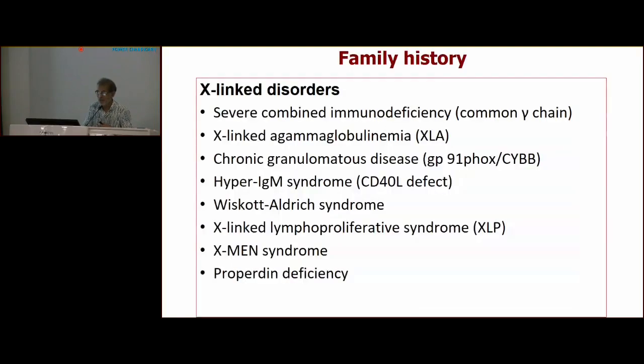Family history is very important. There are a lot of disorders which present with X-linked recessive inheritance. These are like severe combined immunodeficiency, the common gamma chain defect because of a defect in IL2RG, X-linked agammaglobulinemia, which is because of a defect in the BTK gene. Then the X-linked form of chronic granulomatous disease, which is caused by a mutation in the CYBB gene. The X-linked form of hyper-IgM syndrome, which is because of a CD40 ligand defect. Wiskott-Aldrich, as I've already said, is also another X-linked disease, which is caused by a defect in the WAS gene.